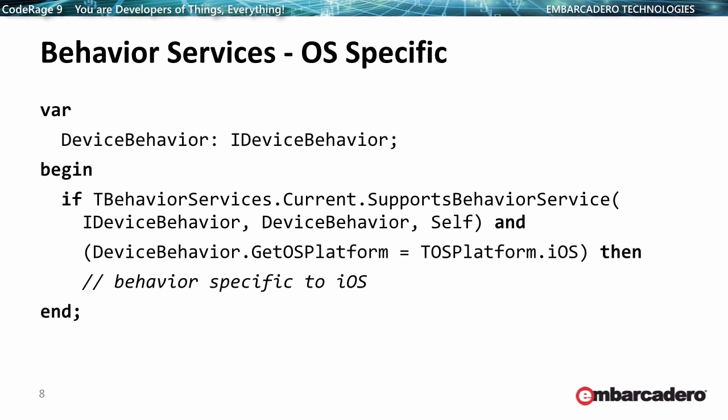You can also use the IFontBehavior interface to find out the default font family and the default font size. So here's an example of using it to get the device behavior, to get the OS in this example. We check to see if it is iOS, and first we have to check to see if it supports that IDeviceBehavior interface. And if it does, then we can use that to get the OS platform and check to see if it's iOS, and then have specific behavior for iOS.